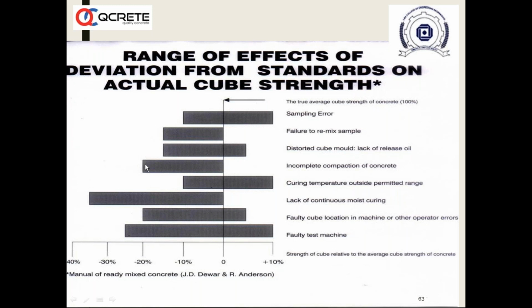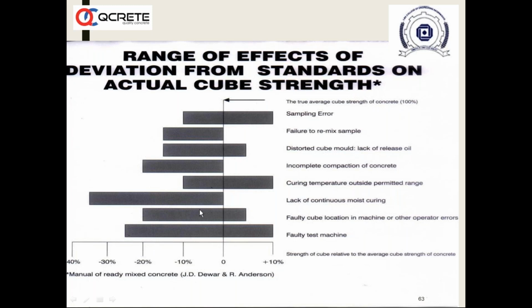Incomplete compaction is negative, almost 20% down. Curing temperature outside can be positive or negative, but lack of continuous curing, if you don't cure properly, strength can be down by 35% actually. Faulty cube location, if the cube is not placed in the center of the machine properly below the plates, gives about 20% negative and a very small positive effect. A faulty test machine can have a significant negative effect. So these things we need to observe.